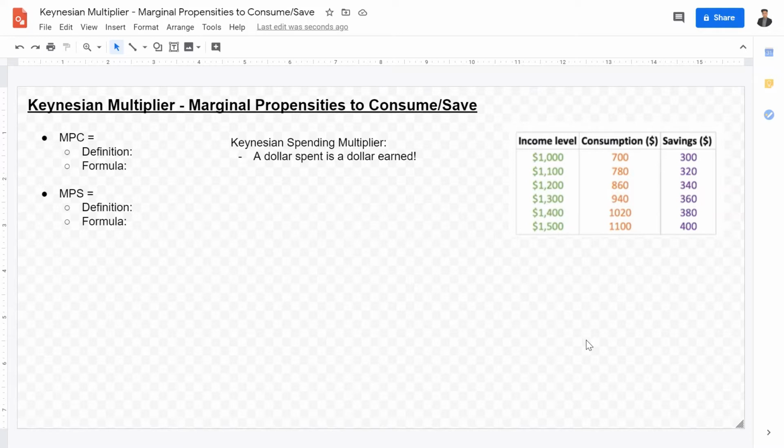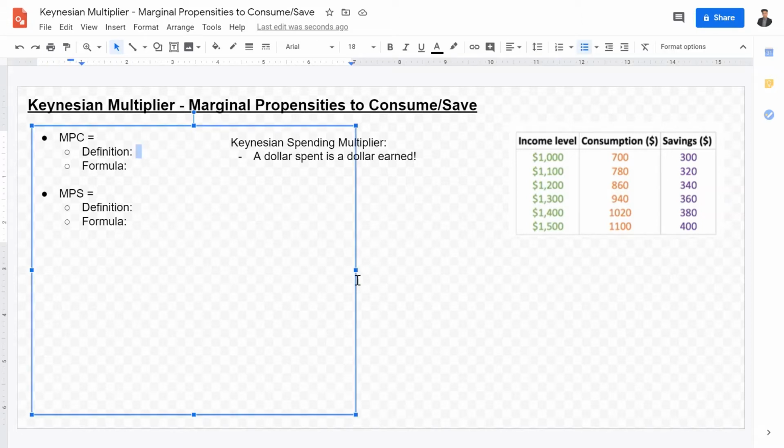Today we're talking about the Keynesian Multiplier, also known as the Keynesian Spending Multiplier, where we're going to go in depth on marginal propensities to consume and marginal propensities to save. This is a very interesting topic. Without further ado, let's jump into the first definition. MPC, not marginal private cost as in microeconomics. In macroeconomics, MPC stands for the marginal propensity to consume.